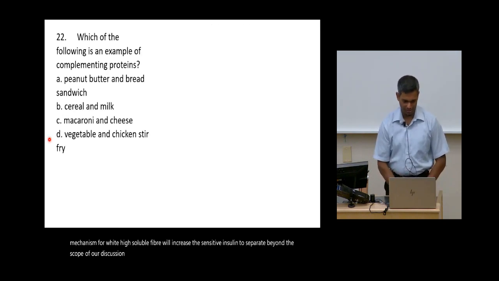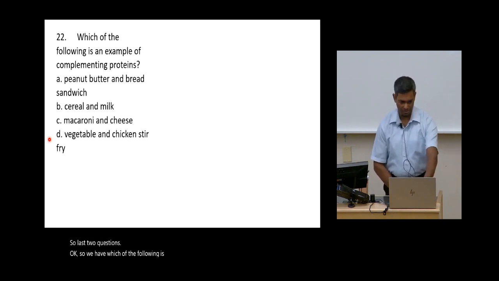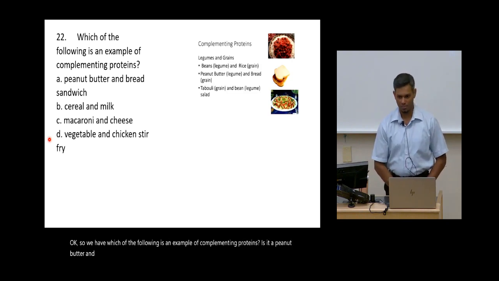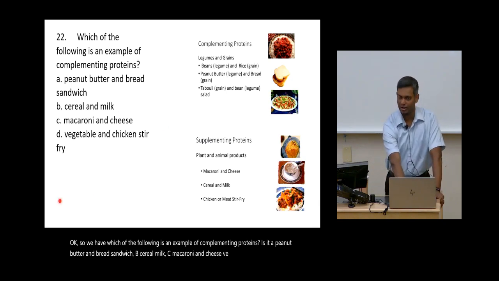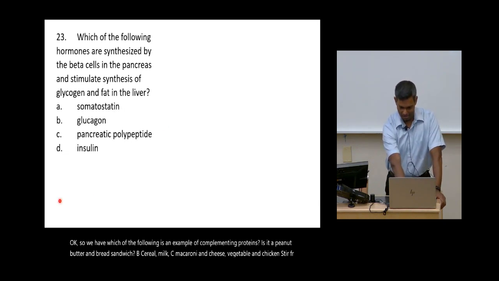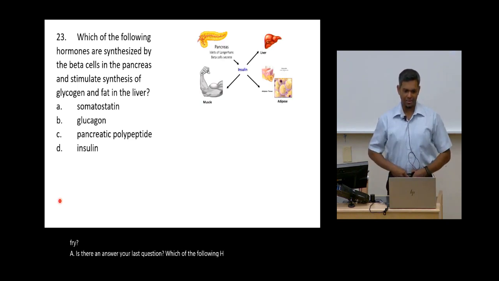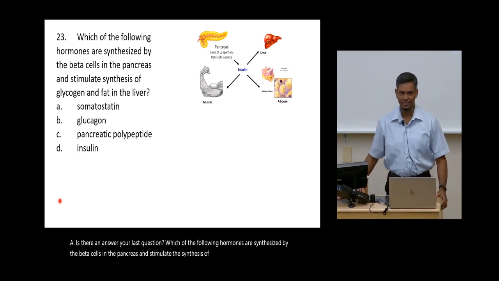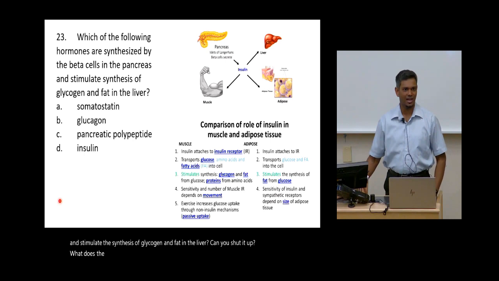So last two questions. Okay, so we have, which of the following is an example of complementing proteins? Is it A, peanut butter and bread sandwich, B, cereal and milk, C, macaroni and cheese, or D, vegetable and chicken stir fry? A, right? A is the right answer. Okay, last question. Which of the following hormones are synthesized by the beta cells in the pancreas and stimulate the synthesis of glycogen and fat in the liver? Can you shout it out? What do the beta cells produce in the islets of Langerhans?